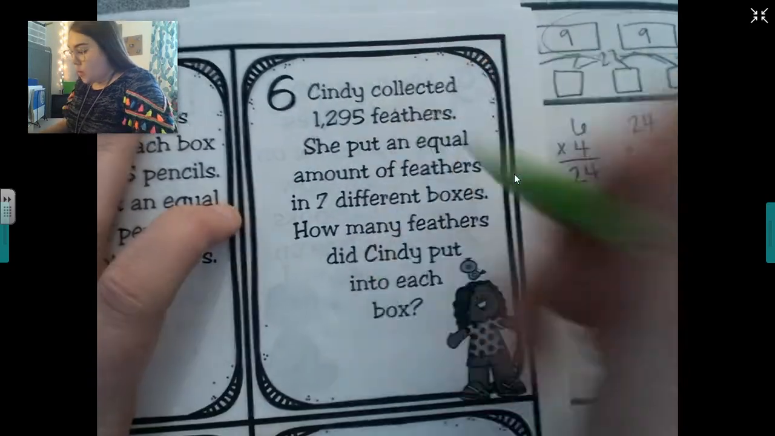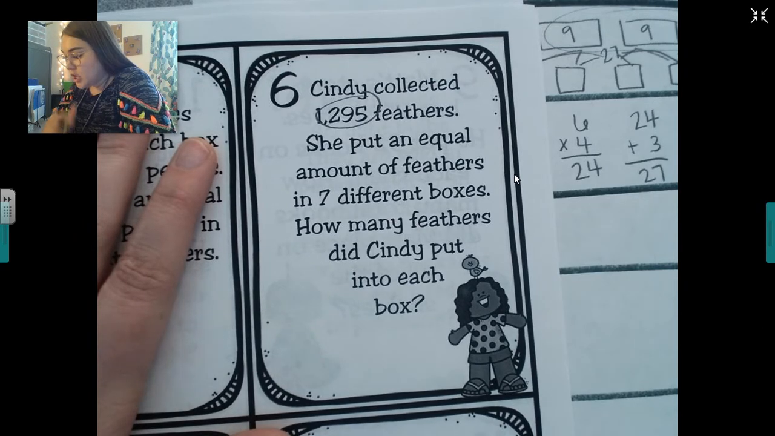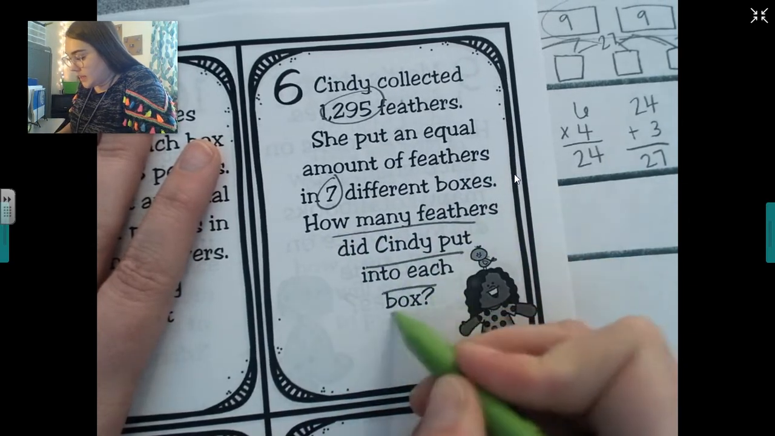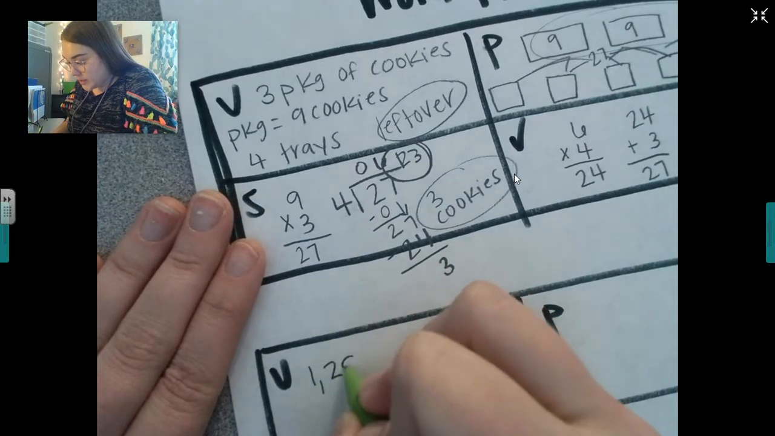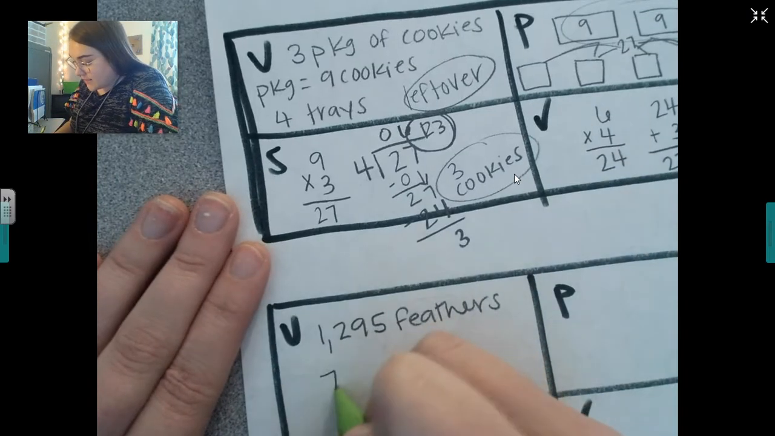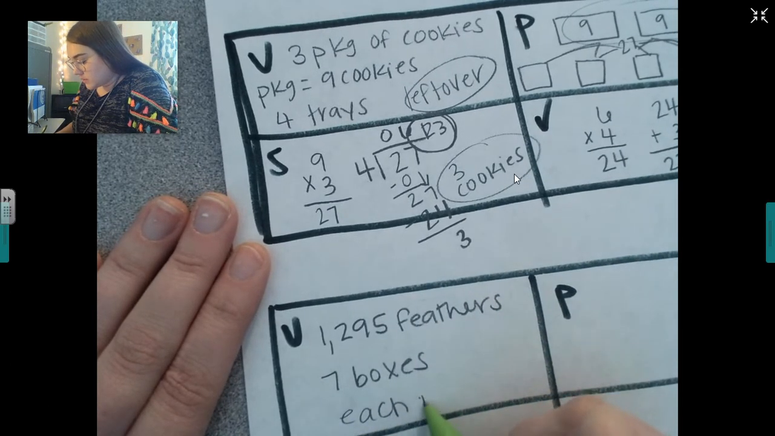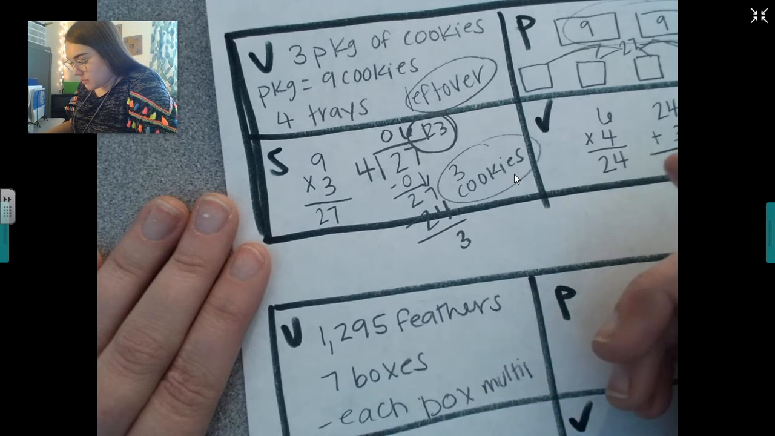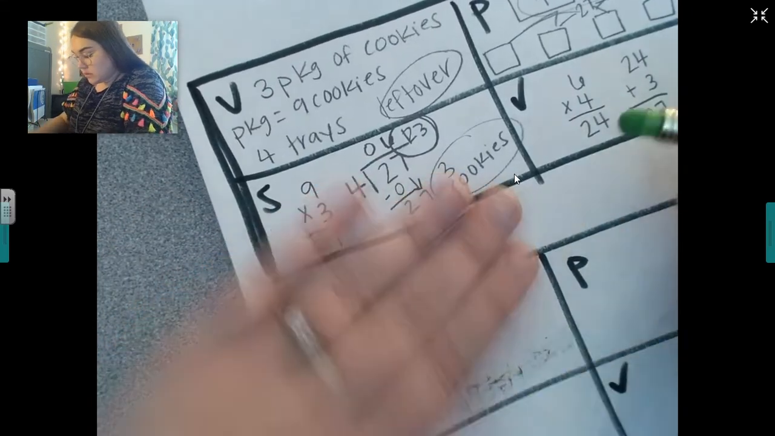Cindy collected 1,295 feathers. She put an equal amount of feathers in 7 different boxes. How many feathers does Cindy put in each box? So we have 1,295 feathers. We have 7 boxes, and we are putting them in each box. That shows me we are going to multiply. Wait. No, it doesn't. In each box, let's draw our picture.